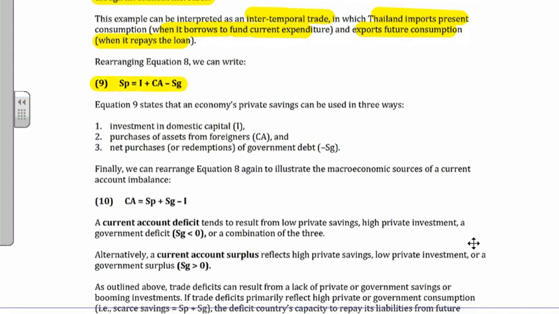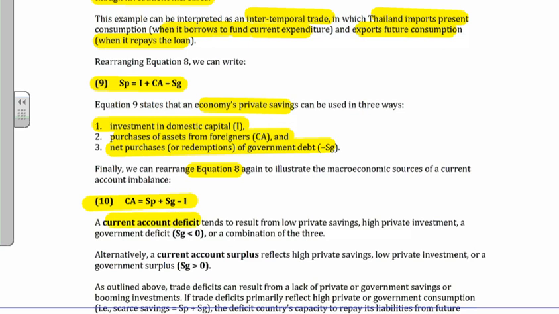Number 9. Don't worry, there's not too much more to go in terms of our playing with these equations. SP, here's my savings, is equal to, an economy's private savings, how can it be used? For I, investment in domestic capital, CA, purchase of assets from foreigners, less G, net purchases, or could even be redemptions of government debt. Last but not least, if I bring equation 8 back into the picture, what do we say? CA, the current account, is SP, private savings, plus government, less investment. So now we can see how the whole thing talks to each other.